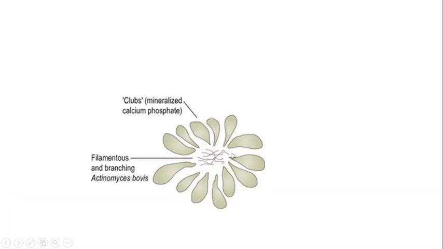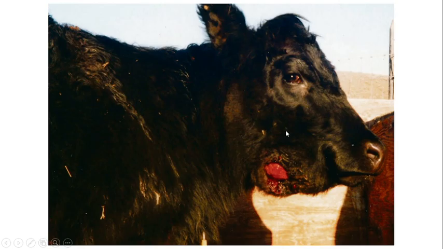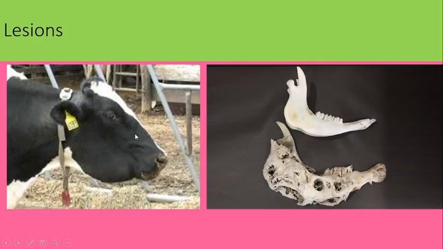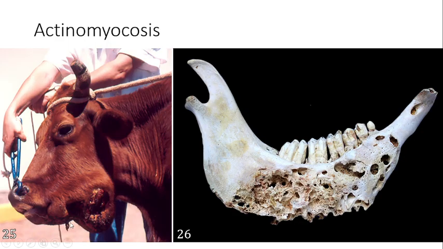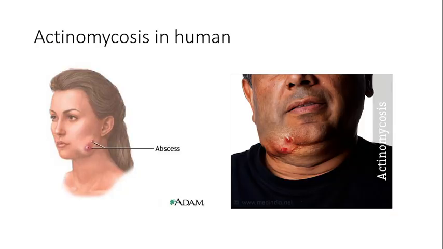Centrally they will form the bacterial mass like this, and a club of mineralized calcium phosphate can be produced around it. This bacteria will produce abscess in the mandible, and you can see how severe it is. You can see the mandible is highly enlarged, that's why it is known as lumpy jaw. And this is the normal mandible, and you can see how severely this mandible is being destroyed. See here, this mandible is completely destroyed. It can infect humans too.